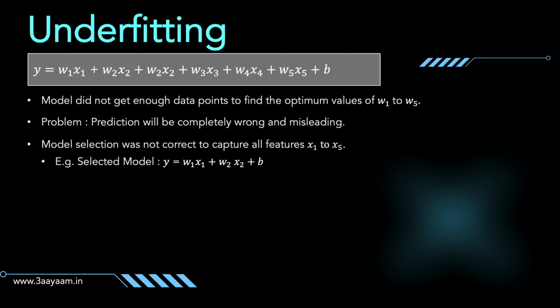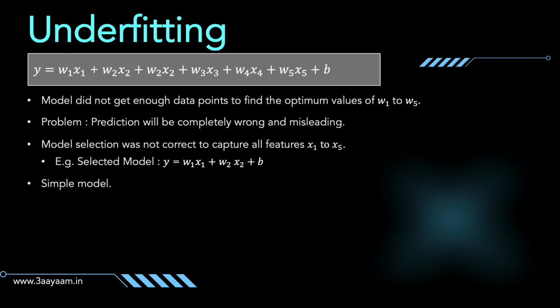For example, let's say pertaining to this model, which should have been y equal to w1 x1 to w5 x5 plus b, we have selected the model y equal to w1 x1 plus w2 x2 plus b. Now you see in this case, it is evident that the model cannot map the features from x3 to x5. Now if we train this model, then obviously the prediction would be completely wrong, which means that the model that you have selected is way simpler than the actual data point.